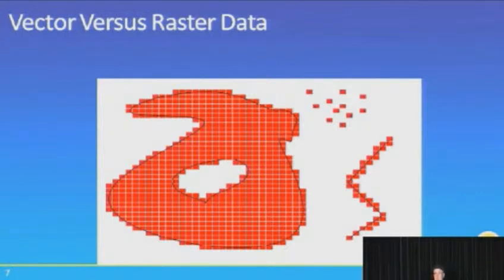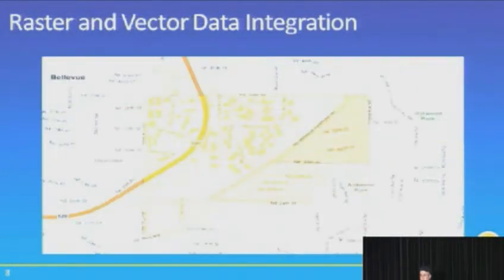In this case, we have vector data in the form of census block group polygons draped on top of that, and that's what you see in the center in color.